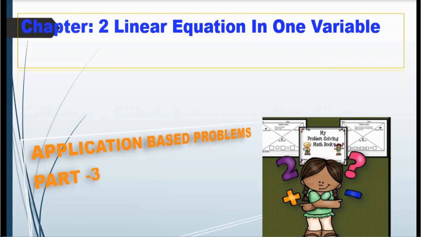We are going to take chapter 2, linear equations in one variable, application based problems, part 3.